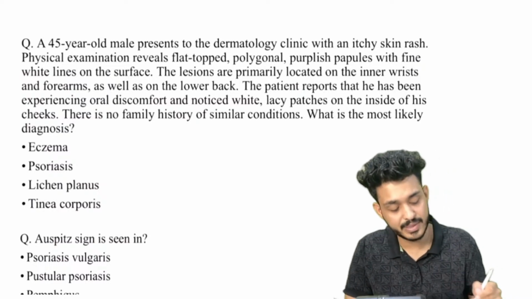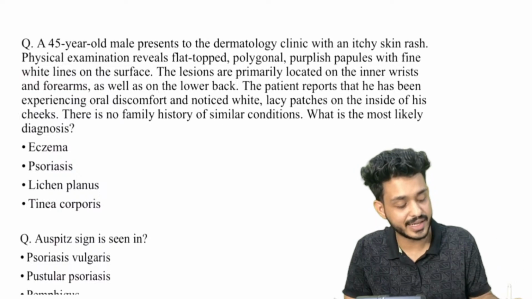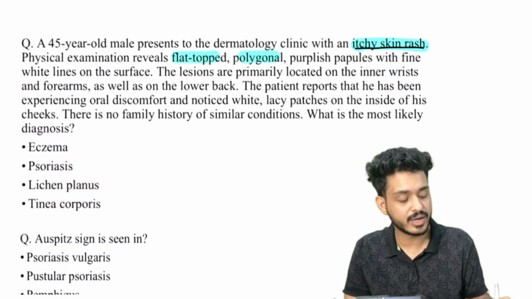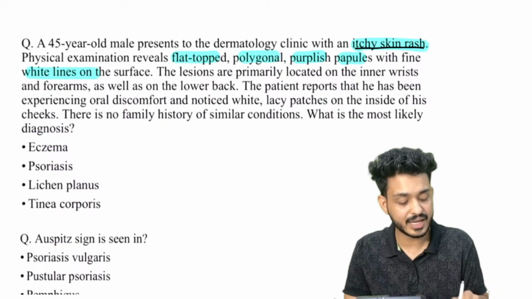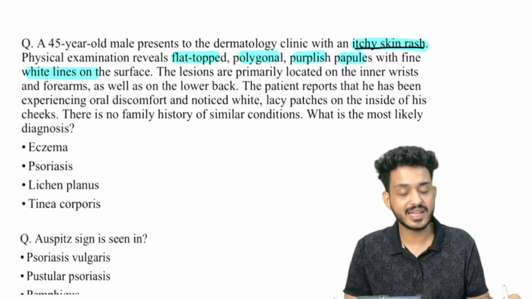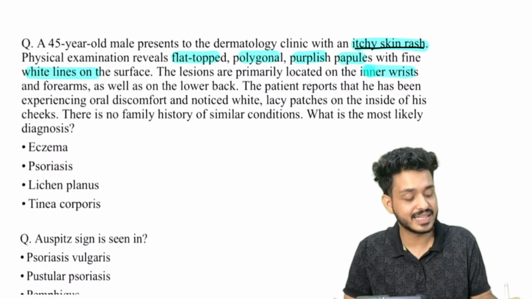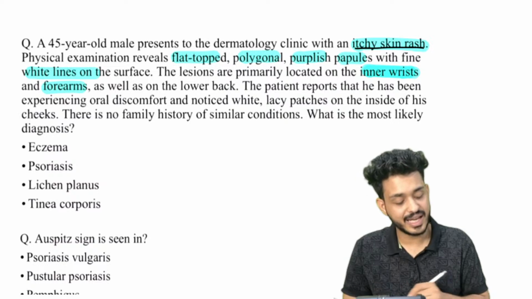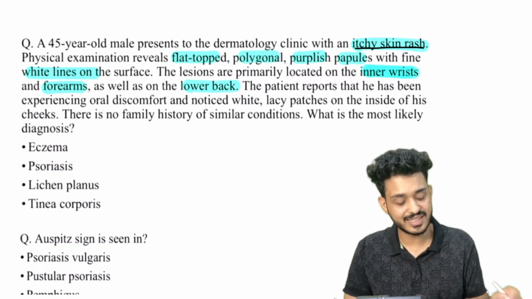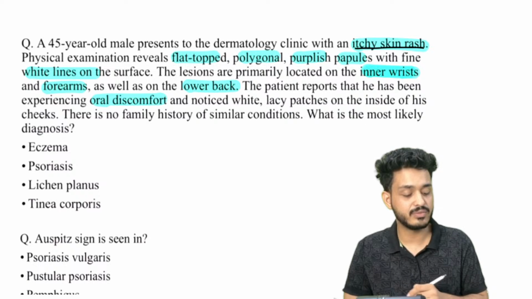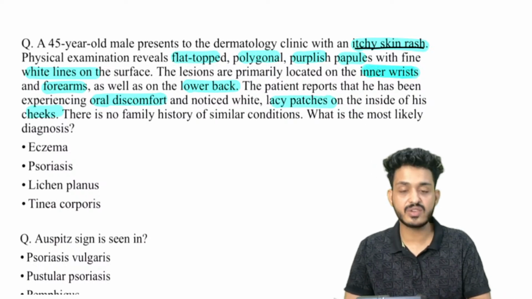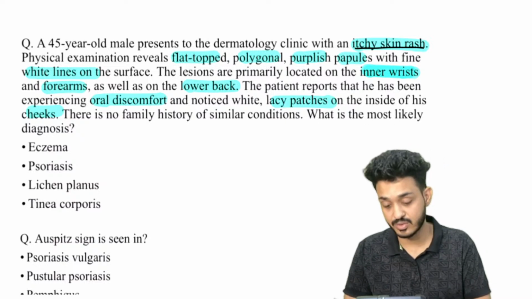A 45-year-old male patient presents to the dermatological clinic with an itchy skin rash. Physical examination revealed flat-topped, polygonal, purple papules with a fine white line on the surface. The lesions are primarily located on the inner wrist. Remember, guys, they are present on the flexural surface, and forearms, as well as the lower back. The patient reports oral discomfort. There are some lacy patches inside the cheeks. There is no family history of a similar condition. What is the most likely diagnosis over here?